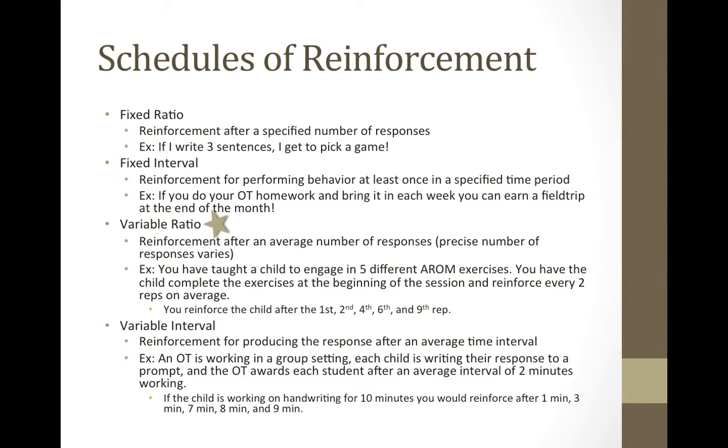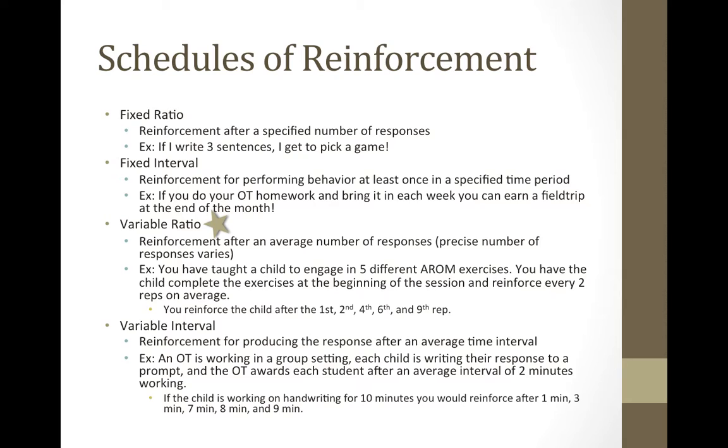So this time you're looking at the time interval when you're looking at the average. An example of this would be an OT is working in a group setting where each child is writing their responses to a prompt, and the OT awards each student after an average interval of 2 minutes working. So let's say you're working with a child on handwriting for 10 minutes. You might reinforce them after 1 minute, 3 minutes, 7 minutes, and then 8 and 9 minutes. So that's still, you're reinforcing them 5 times within 10 minutes, so that's still an average of 2 minutes, but they're not fixed so that every 2 minutes you receive that.